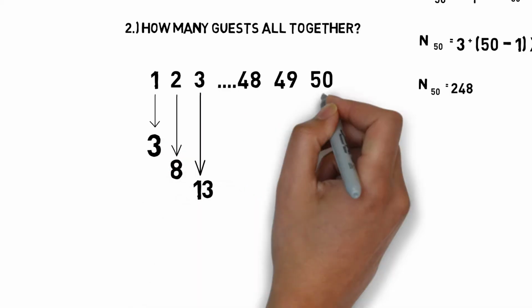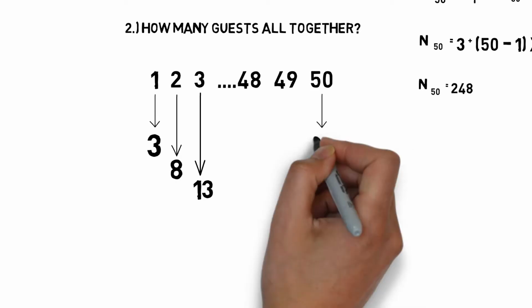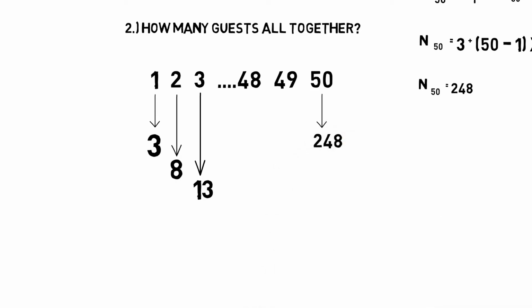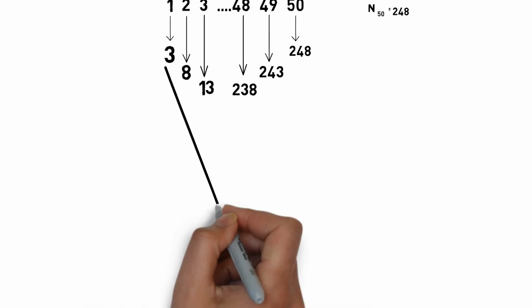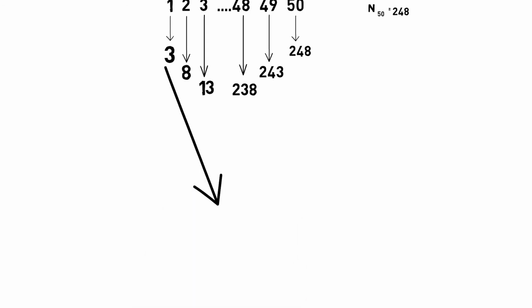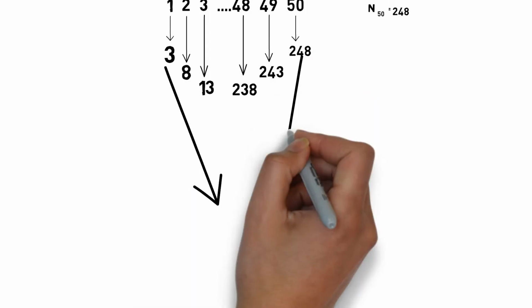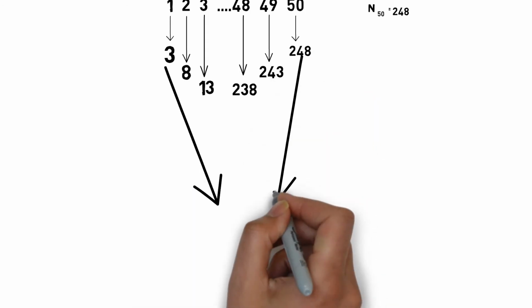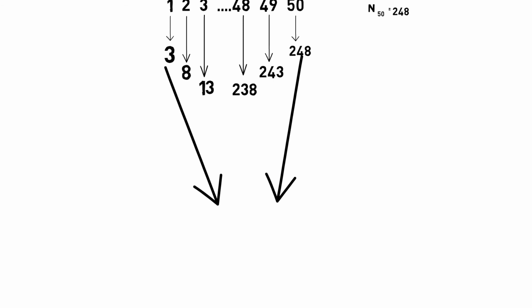And now we just calculated on the 50th time, 248 people walk in. On the 49th time, 5 people less walked in, so 243. On the 48th time, 5 people less, 238. So what we can do now, we add the first term, our 3 people that walked in, and we add the last term together. That will give us 251 people.